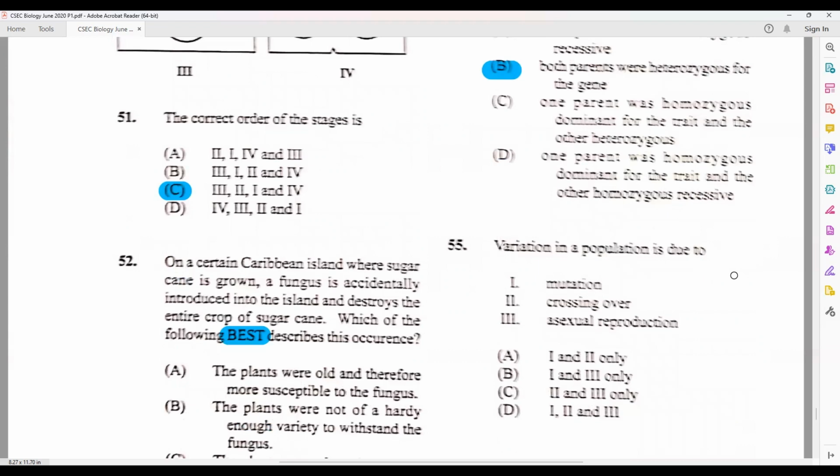Variation in a population is due to mutation, yes. Crossing over, yes. Asexual reproduction, no. So we're looking for 1 and 2 only, which puts it at A.